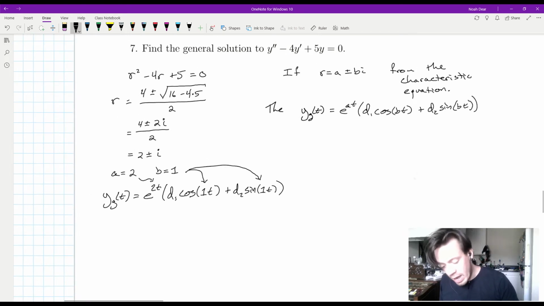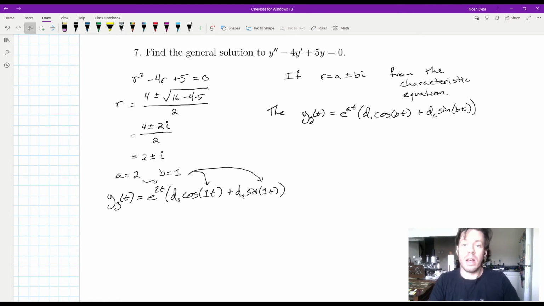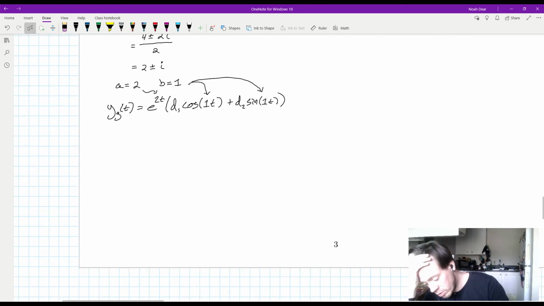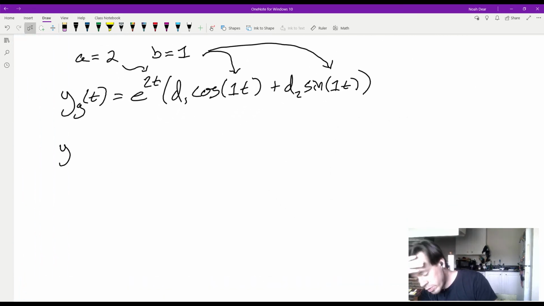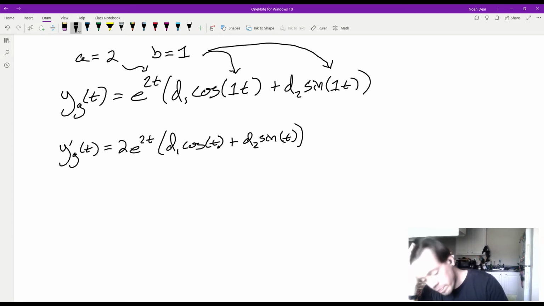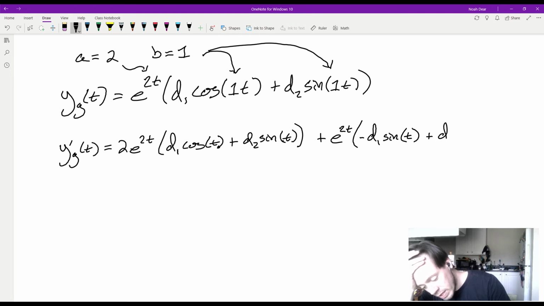So we want to check now and see that this actually works for this specific differential equation so that I'm not just fooling you. So to do this, I need the first and second derivatives. These are going to get a little messy here, so I'm going to zoom in, write a bit smaller. My first derivative for this is the derivative of the first is 2e to the 2t times the second, d1 cosine of t plus d2 sine of t. And then we're going to go plus the first, e to the 2t, times the derivative of the second. So inside we're going to have negative d1 sine of t, and then plus d2 cosine of t.